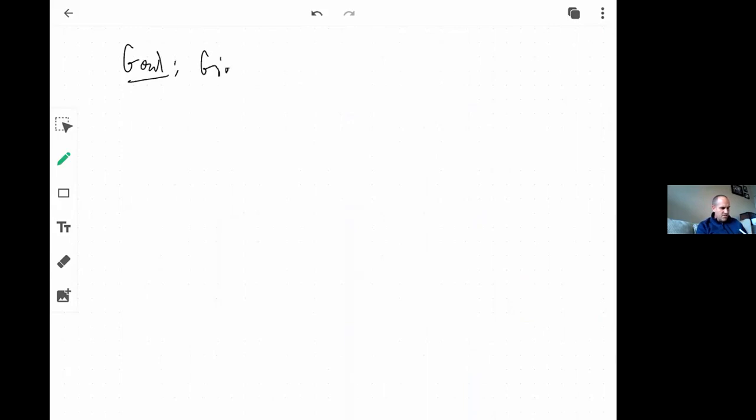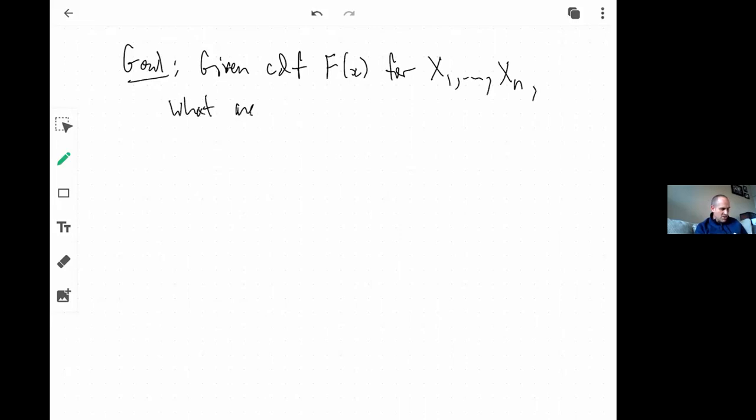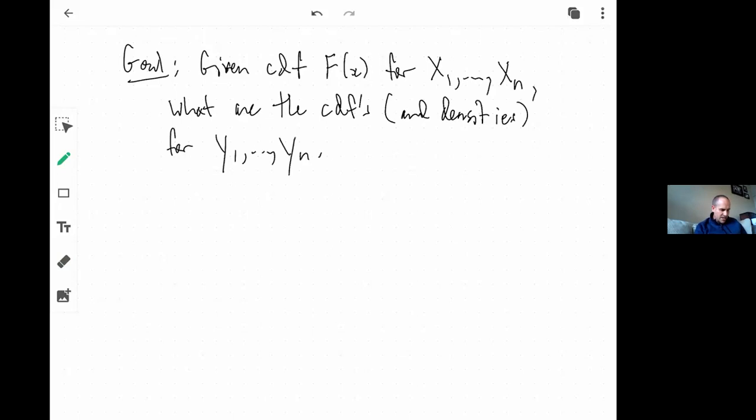Okay, so here's our goal. Given the CDF, capital F of x, for the x's, x1 through xn, what are the CDFs and densities for y1 through yn?